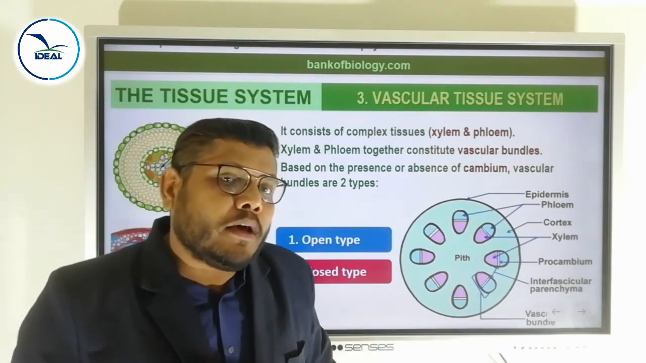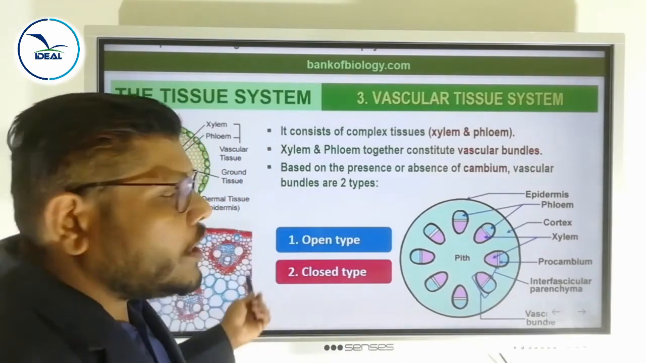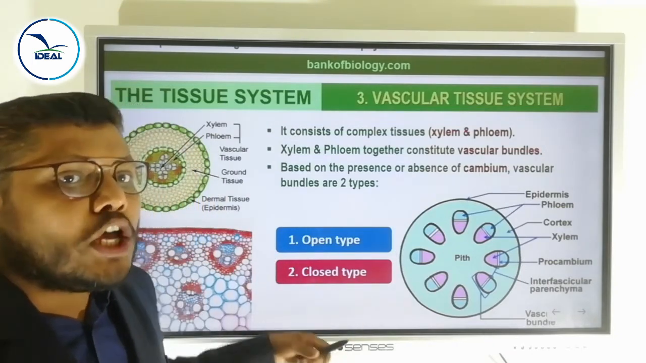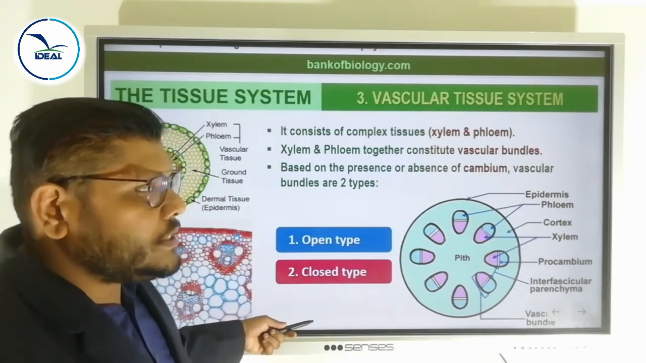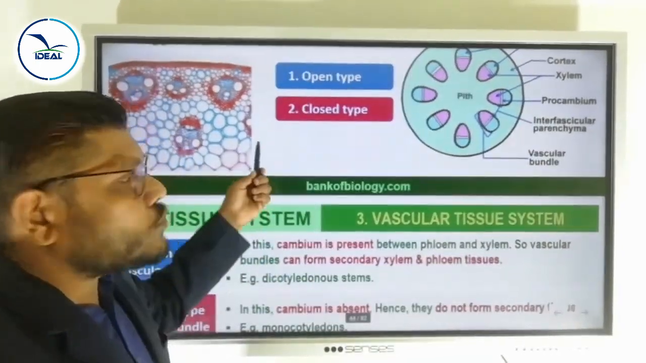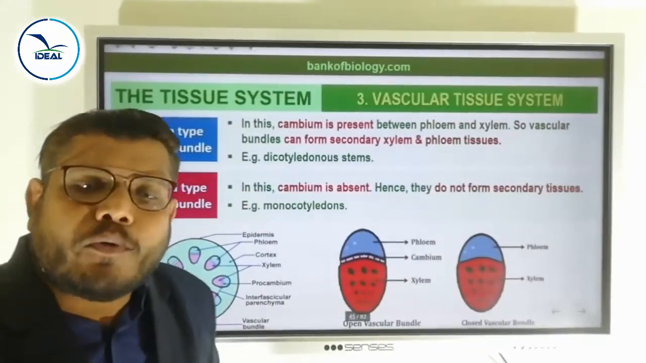Based on the presence or absence of cambium, there are two types of vascular bundle. One is called the open type vascular bundle and another is the closed type vascular bundle. This is very important. What are the two types of vascular bundle? Open type and closed type. What is the open type of vascular bundle?